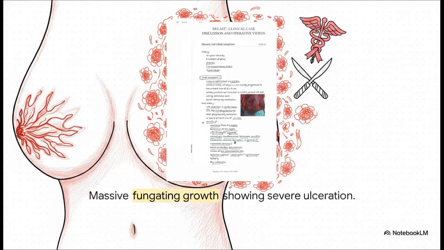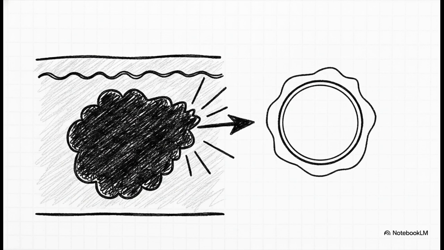And here is the objective and, honestly, quite severe visual evidence of her condition upon examination. We see a massive, fungating growth localized right in the upper outer quadrant of the right breast. The ulceration is severe, it has irregular, everted edges, and the clinical notes state that it bleeds simply by being touched.